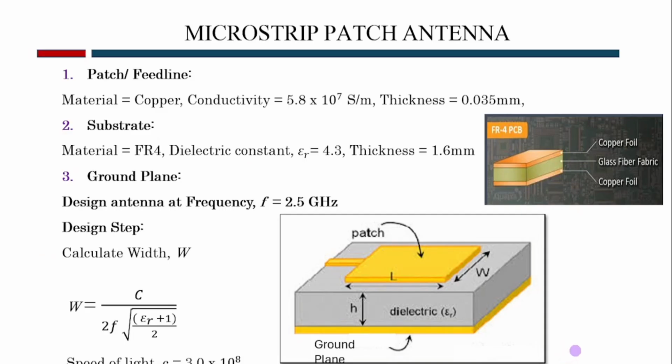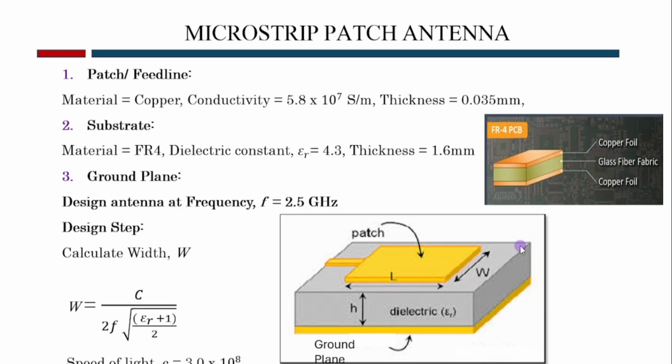For example, if we want to design the antenna using FR4, the top and the bottom layers are copper, and in the middle is FR4, made from glass fiber. If you look at the design of the microstrip patch antenna, we have the rectangular patch at the top, connected with the feed line. So we need to find out the length and the width of our patch antenna.